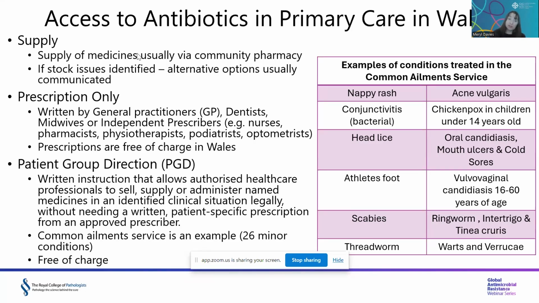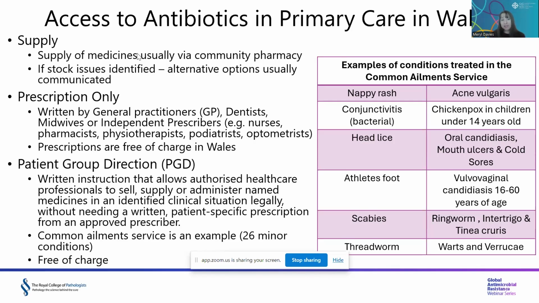Antibiotics within the United Kingdom are prescription only. The vast majority, as mentioned, are written by general practitioners, but dentists and midwives can also prescribe antibiotics, as well as other independent prescribers, such as nurses, pharmacists, physiotherapists, podiatrists, and optometrists. Prescriptions are free of charge in Wales, Scotland and Northern Ireland, but in England there is a prescription charge for antibiotics.